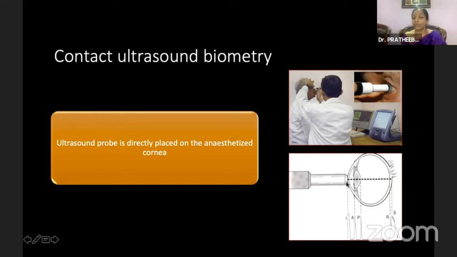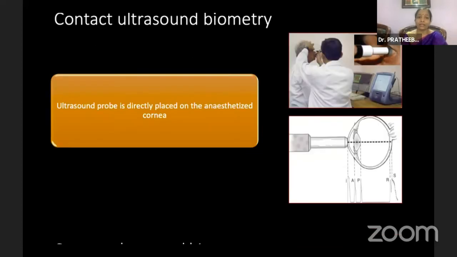The first wave we get is the corneal spike here. Then we have the lens spike, the anterior lens spike, the posterior lens spike, and the retinal spike. The spikes are of good amplitude if taken in a proper and correct manner.